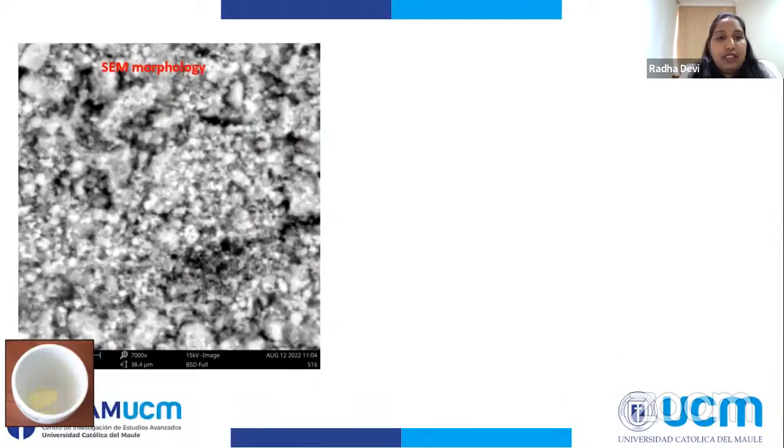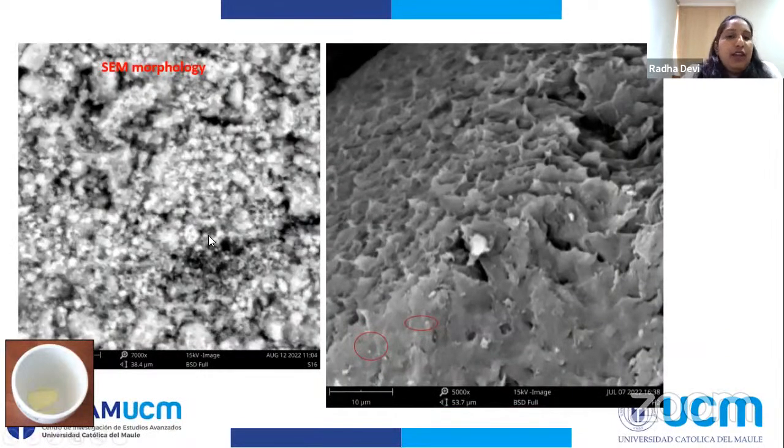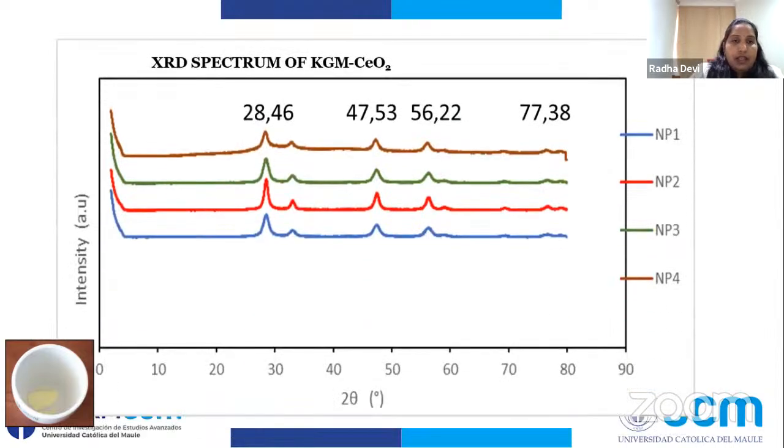Similarly, we did the morphology studies. Here, the resolution of the image is not very clear, but we can assume that the obtained nanoparticles are in the range of less than 10 nanometers. Like we can see here, this white particle shows a spherical shape with a size of 10 nanometers. And the XRD spectra confirmed that it has a cubic fluorite structure, with characteristics that are present in the literature.